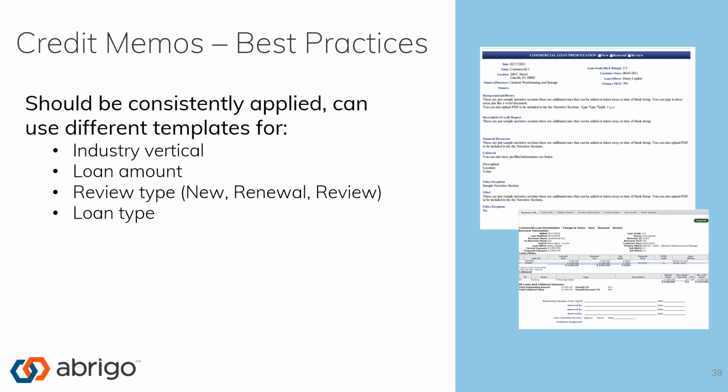I think this is probably the most important one and the hardest one for financial institutions to get their arms around: credit memos should be consistently applied. You can use different templates for different industry verticals, loan amounts, review types, or loan types. However, you should use at least a standard template so that when you go to loan committee, your board members see the same package over and over again, and they get used to looking for key things they can pull out to make a quick decision, which ties into the next one. Thomas, if you go to the next slide.